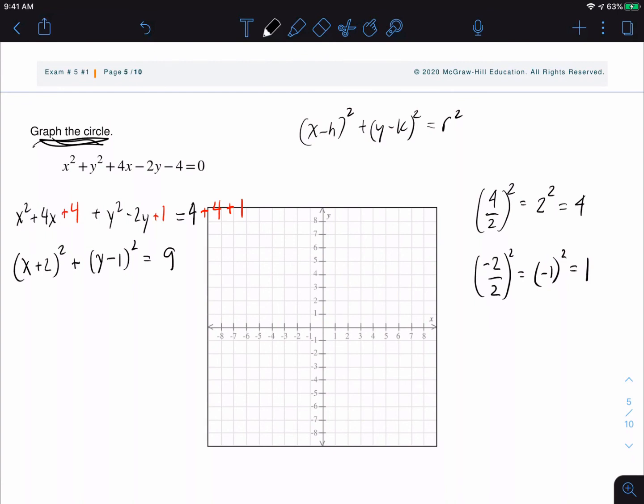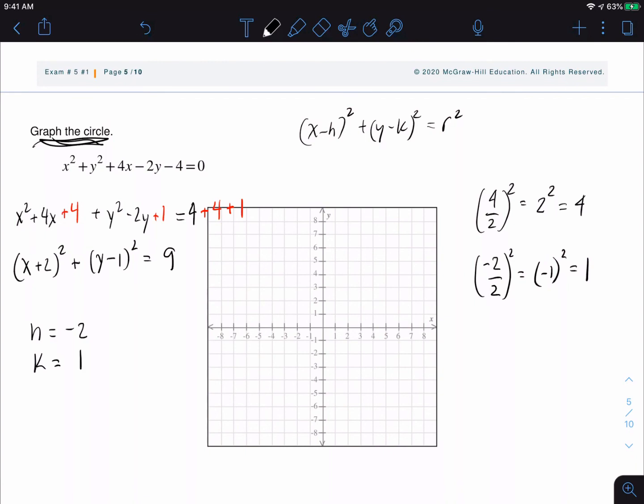So what's my h? What do you guys think my h is? -2. It's -2. And the reason it's -2 is because notice that this is a minus sign and this is a plus. So that means it's got to be the opposite sign of this. So we get a -2. All right? What's my k? 1. It's 1.